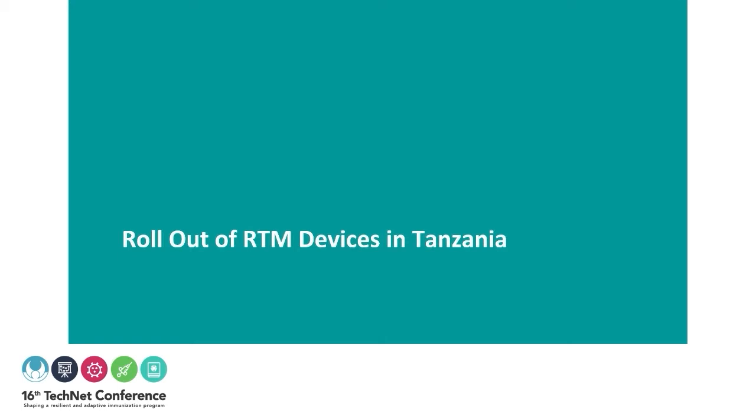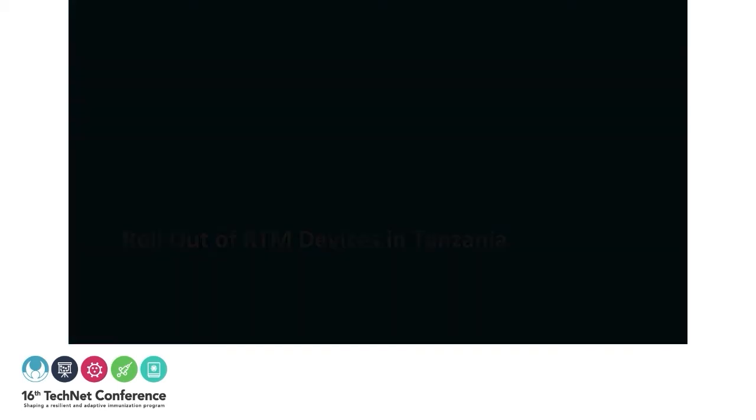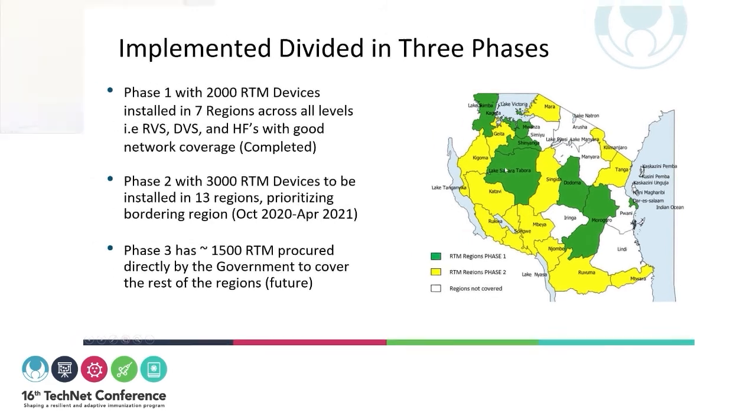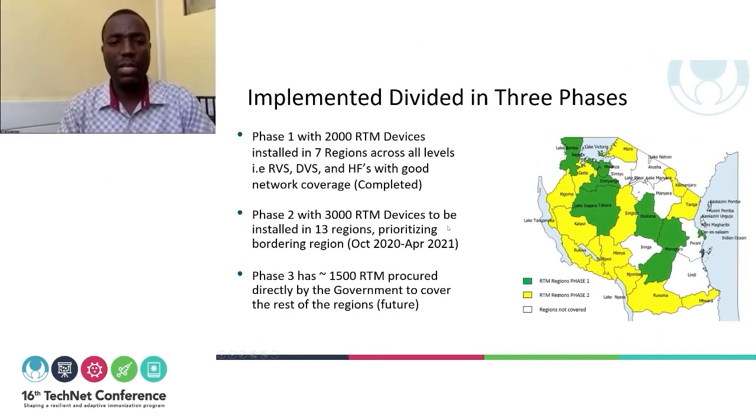Now, for the rollout of the RTM remote temperature monitoring devices, as I've said, we introduced it in August 2017 with the support from Gavi, Next Leaf Analytics, as well as GSI. So in phase one, we rolled out about 2,000 of the RTM devices, and the green in this map shows the regions that we have installed.